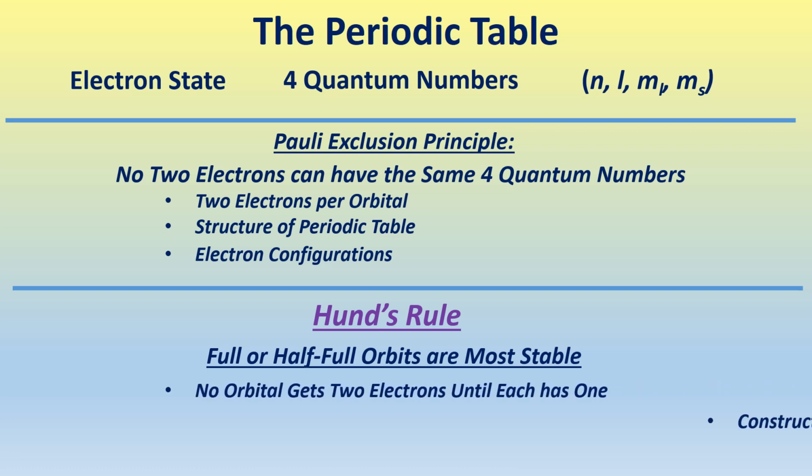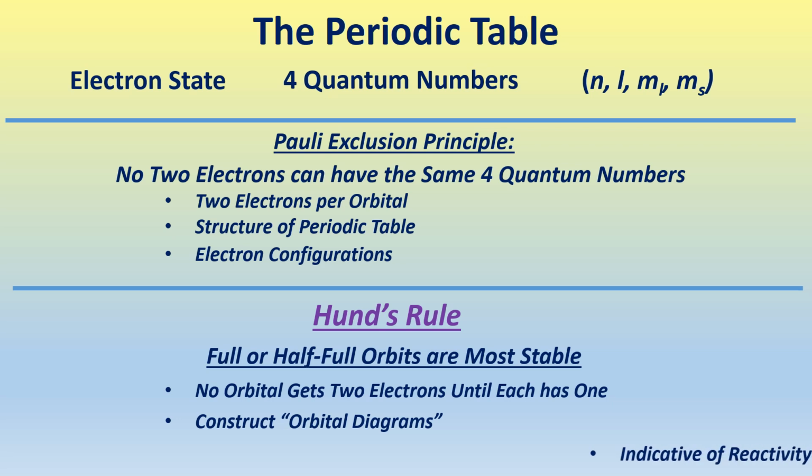As a consequence of this, two things occur. No orbital can get two electrons in a level until each one gets at least one. This allows one to construct what's called an orbital diagram, the construction of which will be shown in this video. And it will also be shown how this indicates how individual atoms will react.